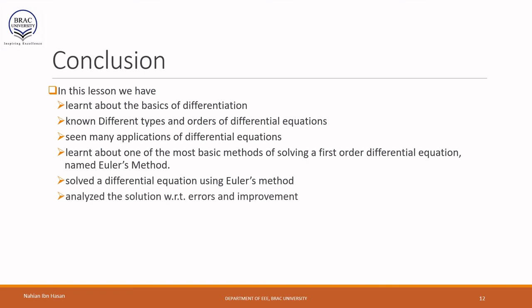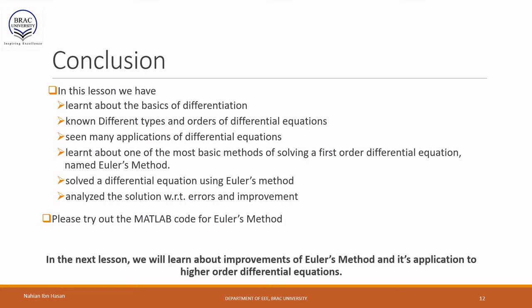We have seen that the errors of Euler's method can be easily reduced by reducing the step size. If we increase the step size, the error will increase, but conversely, if we reduce the step size, the error will also reduce. I have attached the MATLAB code for Euler's method. If you want to see how Euler's method can be used for practical purposes in MATLAB, please go through that code and try to understand each line of the code.